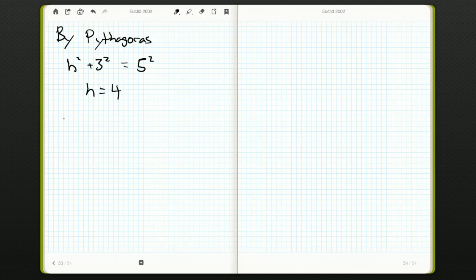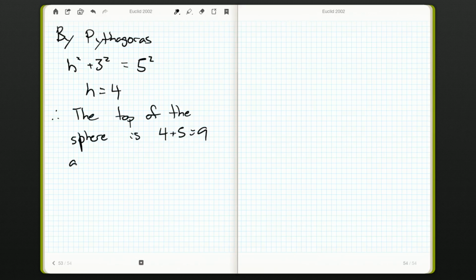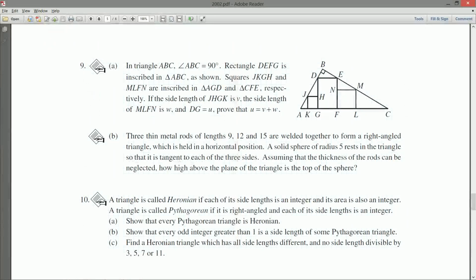So h is going to be 4. And so the top of the sphere is 4 plus 5, 9 above the plane. They don't give us meters or anything, so it's just 9 units. So we have a height of 9 above the plane, and I think that's all we were asked for. How high above the plane of the triangle is the top of the sphere? We answered that marvelously.